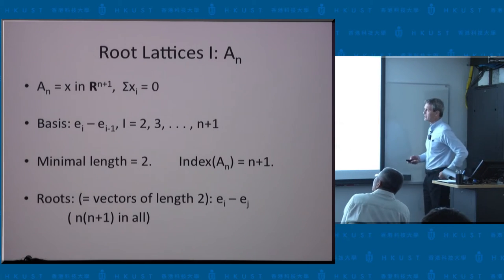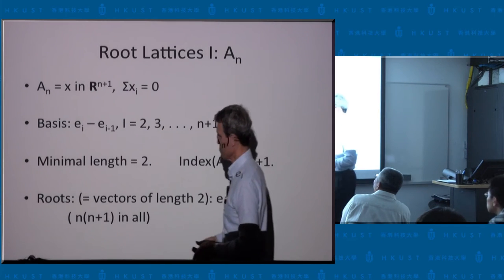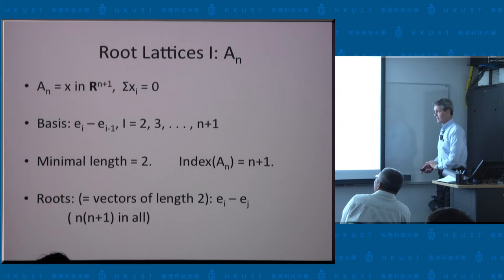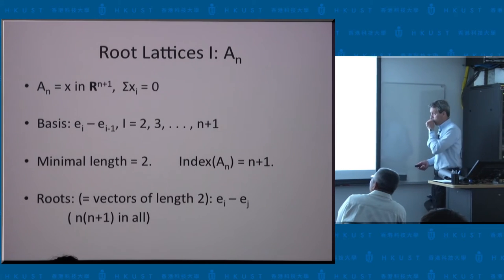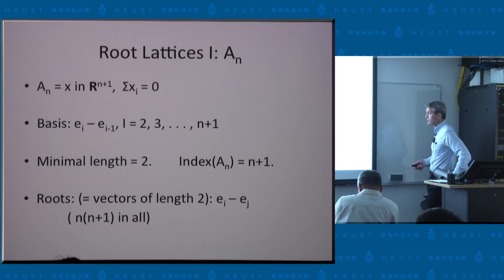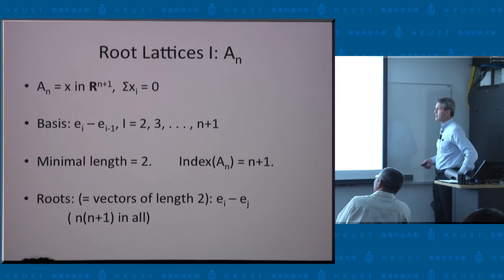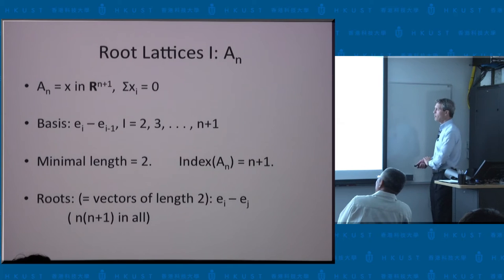Okay, so let me describe the root lattices a little bit. The lattices A_N attached to the linear groups: you take all integral points, I should have said, so this should be integral points. You take all points with integer values, and the total sum of all the coordinates is 0. That's the A_N lattice. And it has a basis where you just take one basis vector minus the previous vector. Notice that these guys have squared length 2, and they're the so-called roots of the lattice. They're the vectors of minimal length. And it has index n plus 1. So it's not so huge, but it's not one, so A_N is not a self-dual lattice.